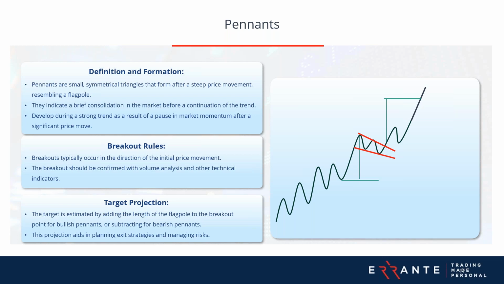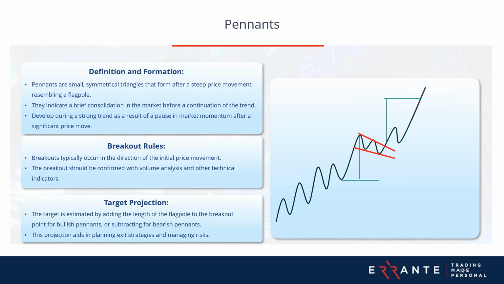Okay, pennants usually form during a powerful trend, emerging as a result of a temporary pause in the market's momentum following a significant price move. And this pause leads to the formation of converging trend lines, creating a narrow symmetrical triangle shape. The consolidation represented by the pennants is characterized by decreased volume and narrow price movements.